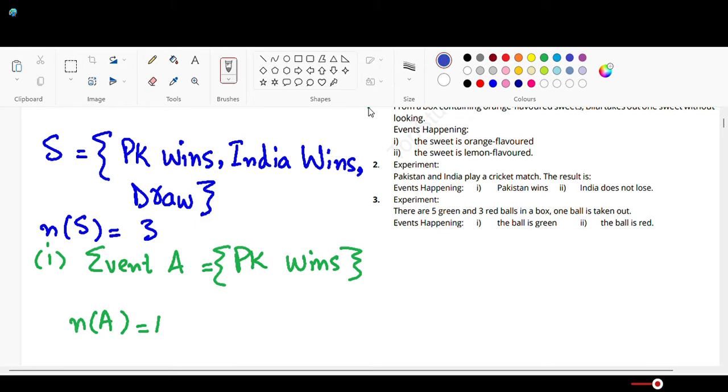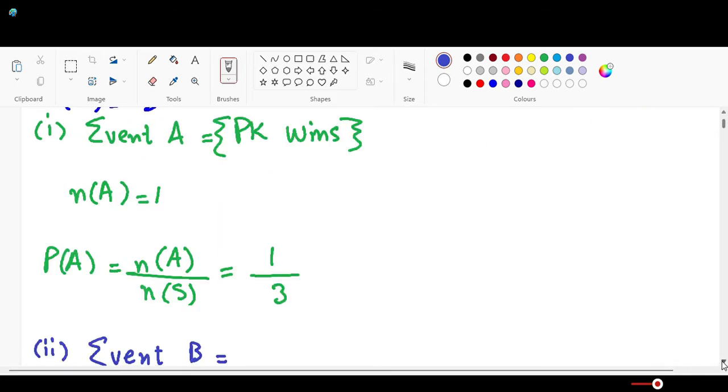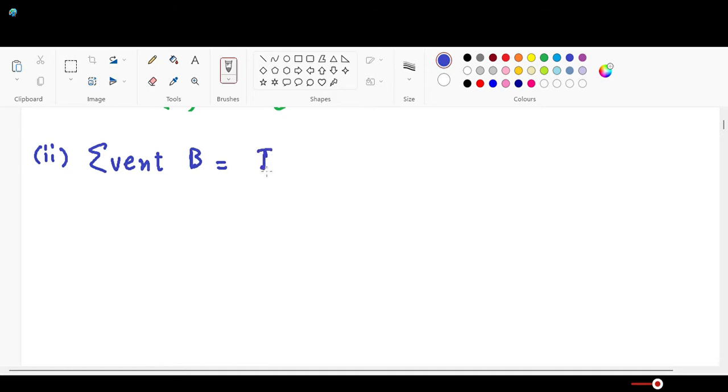Event number 2 is India does not lose. So now India doesn't lose. Let me just write that. Let's call it event B. Event B is equal to India doesn't lose. So what does this mean, that India doesn't lose? This means that either India wins or it's a draw. So I'm going to just write it.